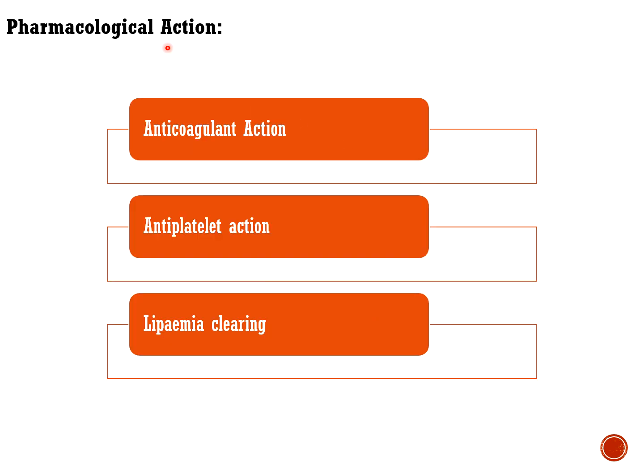Coming to pharmacological action, heparin has three pharmacological actions: anticoagulant action, antiplatelet action, and lipemia clearing. Anticoagulant action is what we just discussed in the mechanism of action. By activating antithrombin 3, it inhibits the coagulation factors and prolongs the formation of clot, so it shows the anticoagulant action. Next is antiplatelet action. Heparin suppresses platelet action, so it has an antiplatelet action. The next one is lipemia clearing.